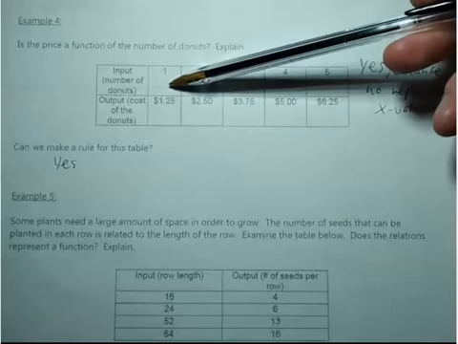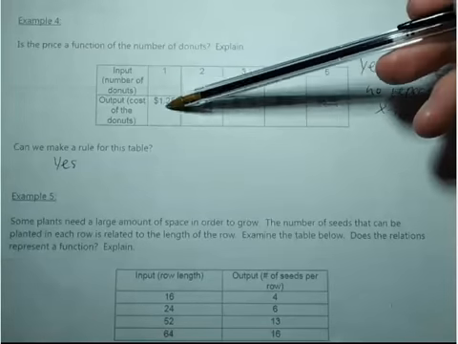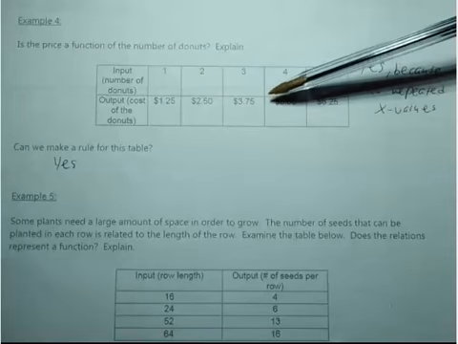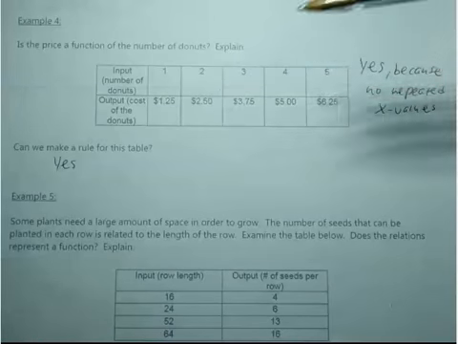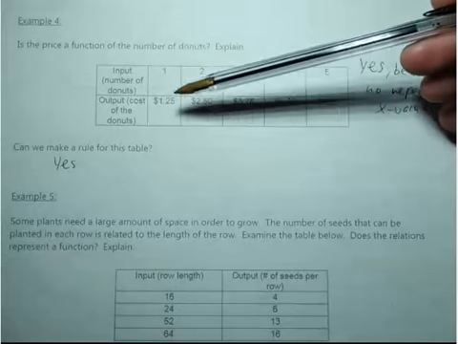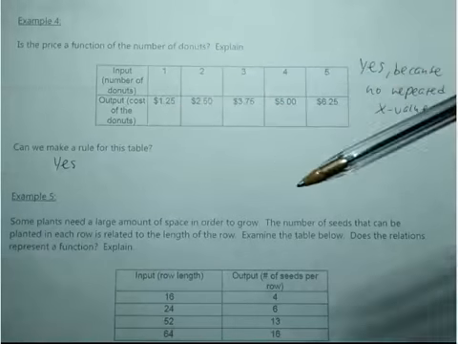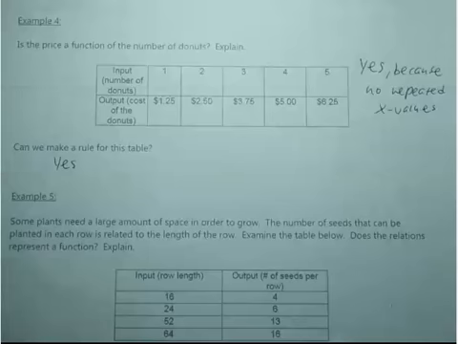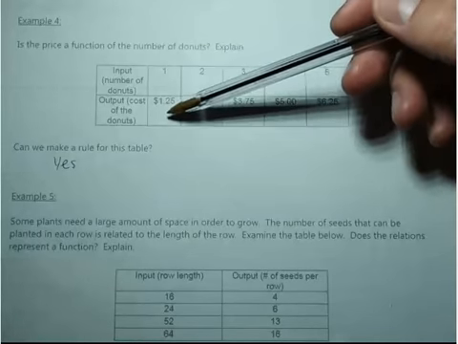We're going to say, what is going on to get us from our input to our output, on each number on our input? So if we start at the input, the number of donuts, 1, and the cost of one donut, $1.25, we need to figure out what they're doing to get from 1 to 125.